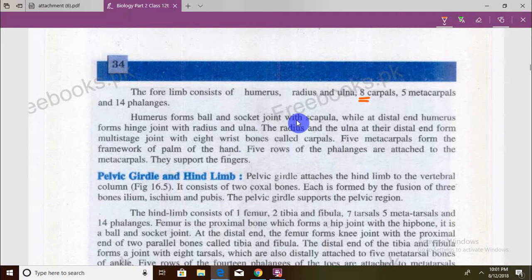The radius and the ulna, at the distal end, form what we call a multi-stage joint. This is important. They may ask you the name of the joint. And 5 metacarpals form the framework of the palm. We have 5 rows of phalanges, and what is the purpose? They support the fingers.